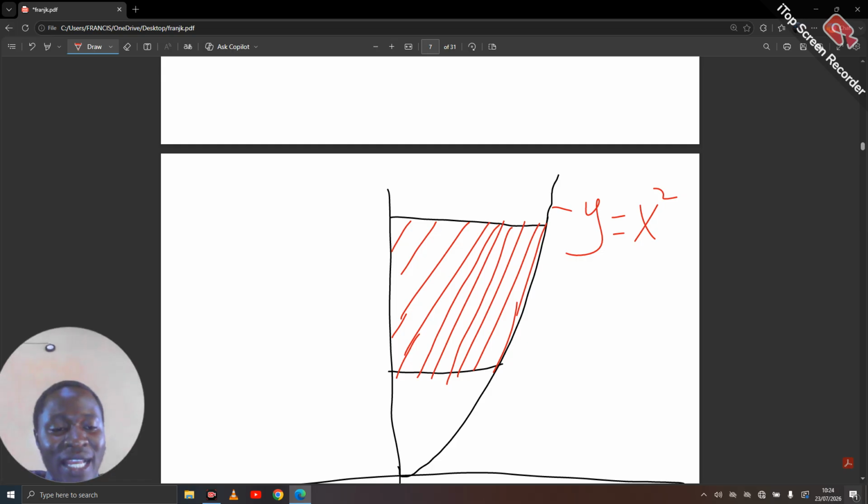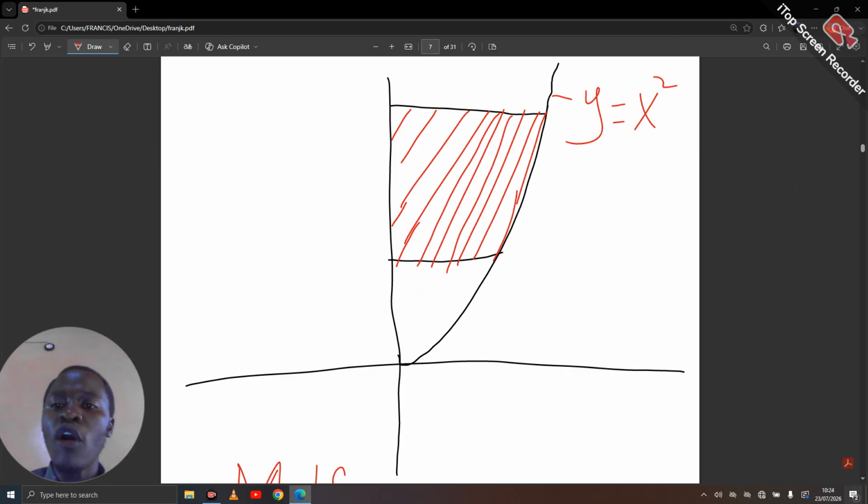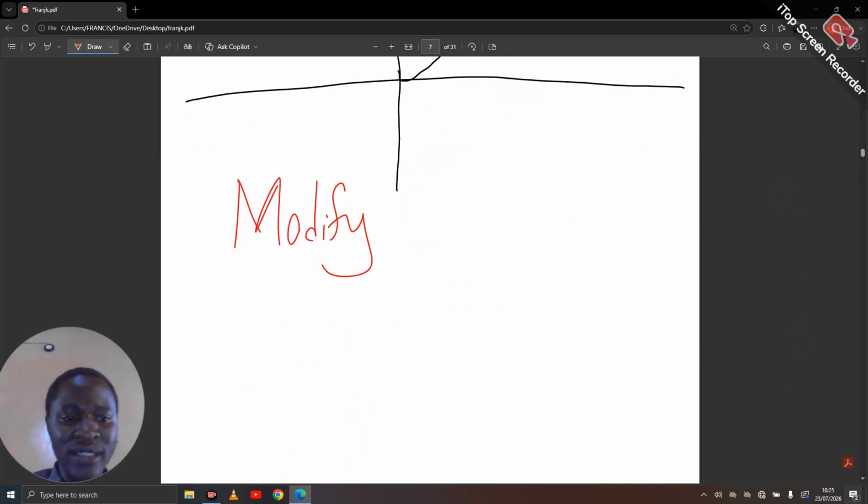The examiner has made y the subject of the formula already. For you as a student, you must now change x to be the subject of the formula. How do you do that? You modify the function given.